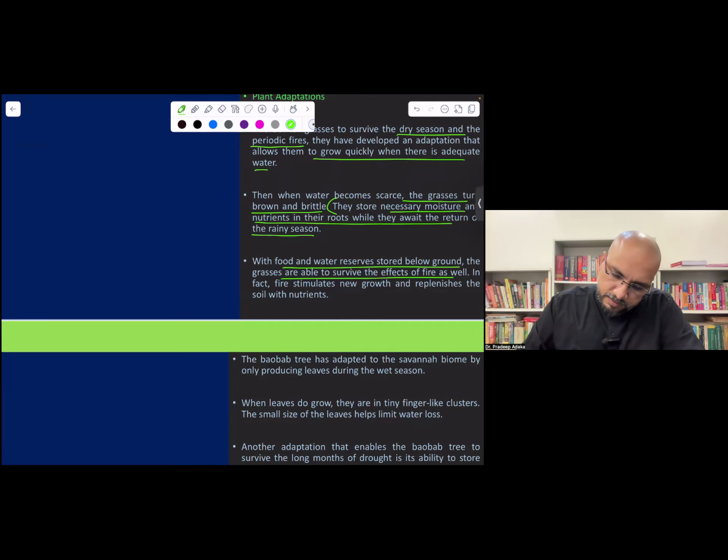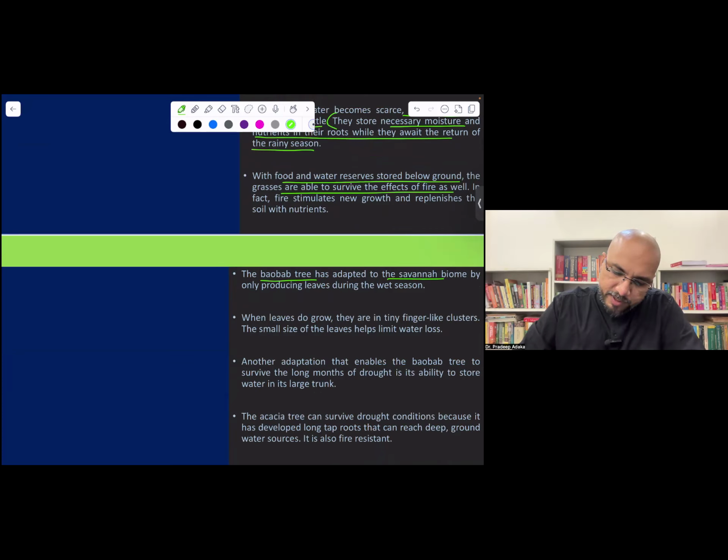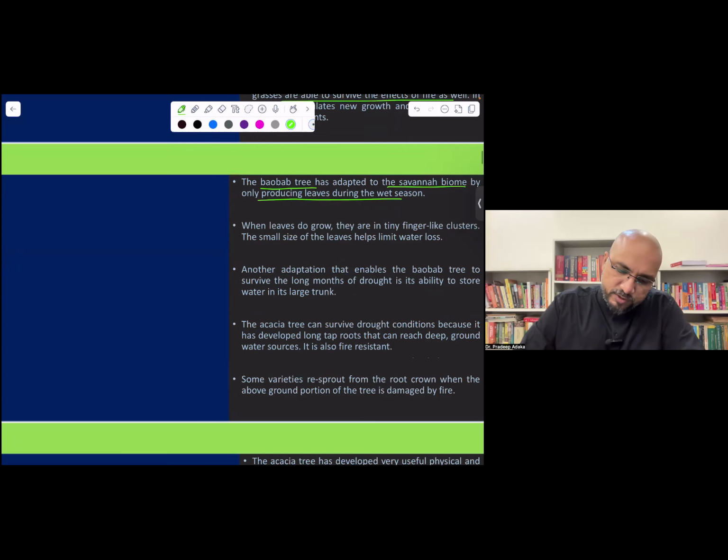Then what about trees? The baobab trees are adapted to the savanna biome by producing leaves during the wet season. During the dry season, they have finger-like small branches. They won't produce the leaves. They will produce the leaves only during the wet season. When leaves do grow, they are very tiny, finger-like. The small size of the leaves helps in limiting the water loss.